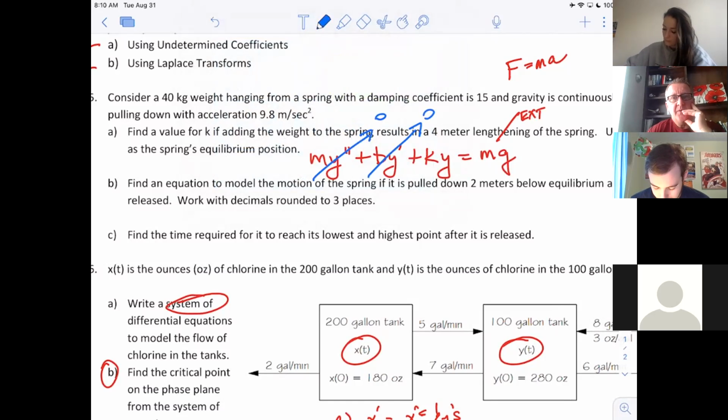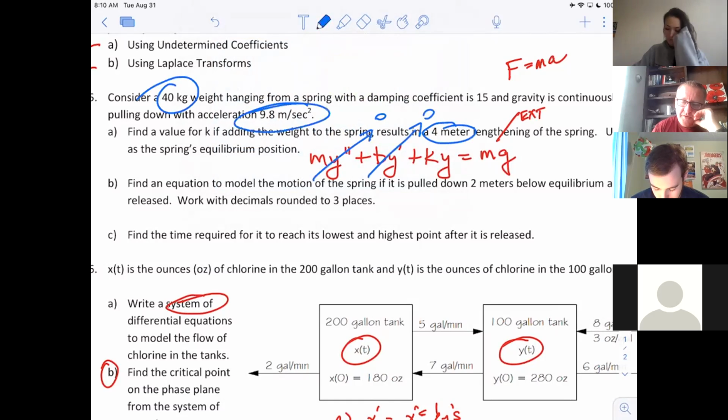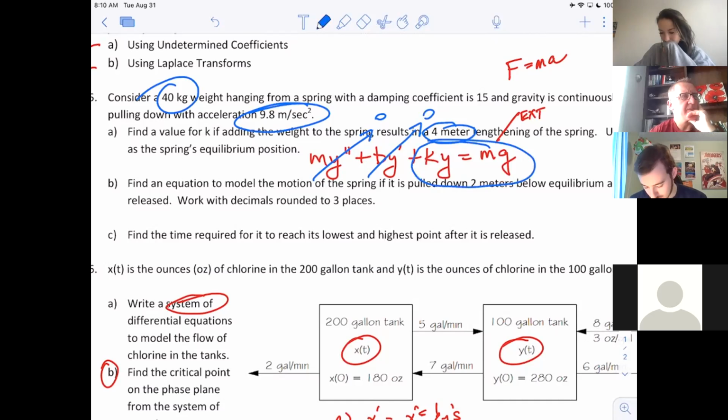So that's my ability to find K: that thing pulled it down a length of 4 meters, and it weighed 40 kilograms. And I know what the acceleration of gravity is. So those are 3 of the 4 unknowns in this remaining algebra equation, and you can figure out the spring constant yourself. There's nothing you have to memorize to figure that out. It's the same equation you've been working with.